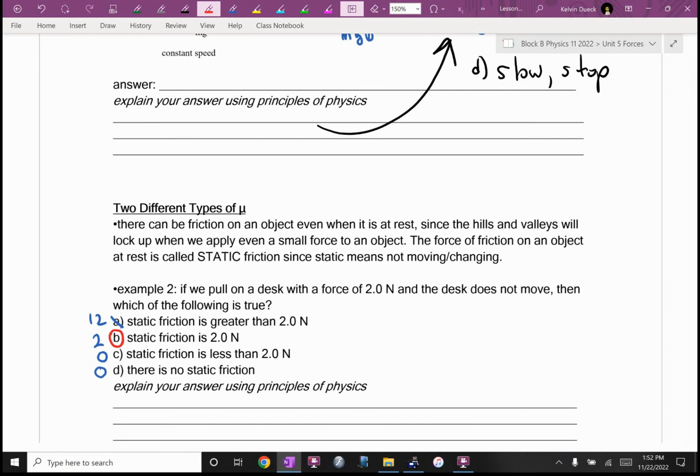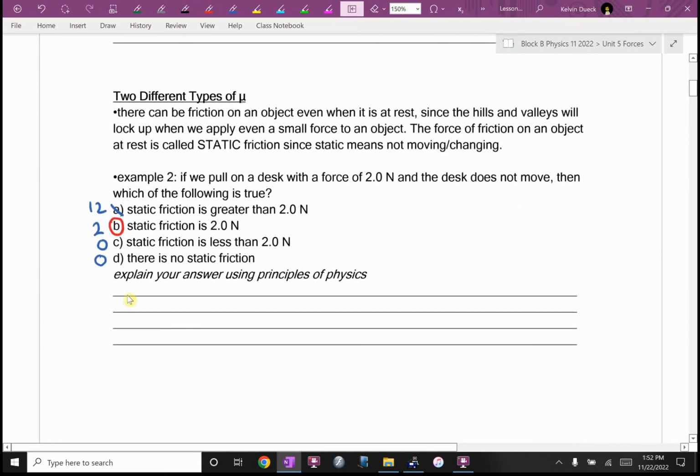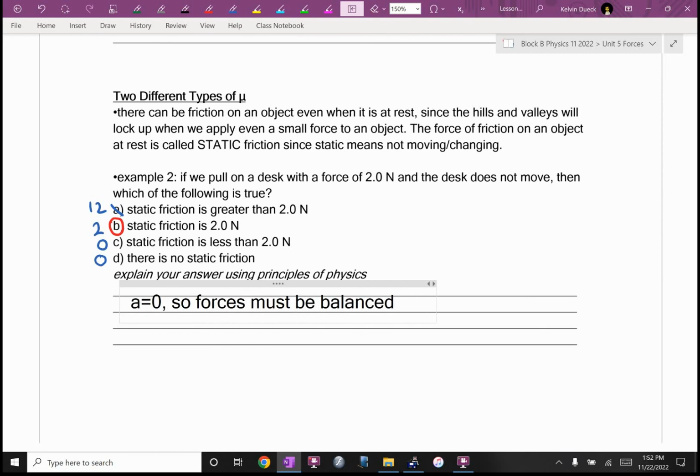Nick, which one of Newton's laws did I use to answer that question? Since Nick got it wrong, we'll write out a equals zero, so forces must be balanced. However, what could he have written? Newton's what? It's technically the first law. But again, Nick, don't feel bad. I told you, you don't need to memorize this. I'm just saying you can if you want to, but you don't have to. And in fact, on a test I'd probably write them out anyway just in case I got them mixed up.